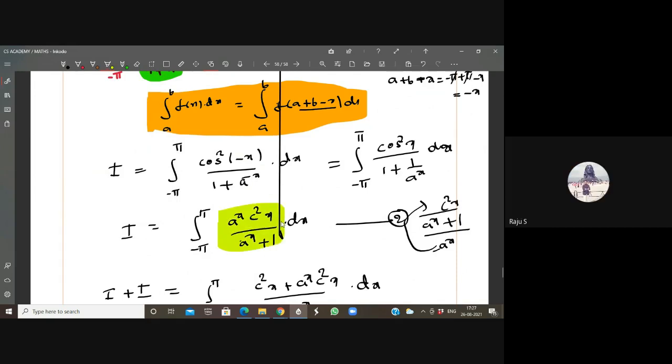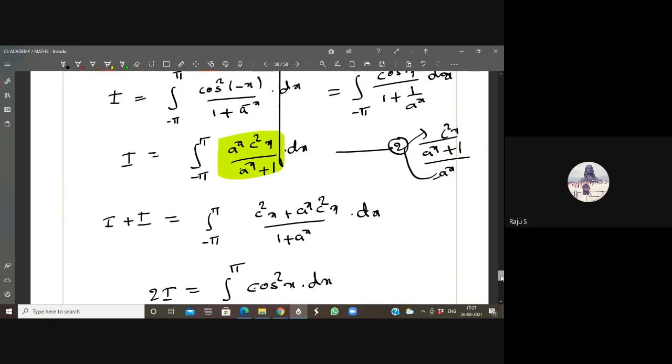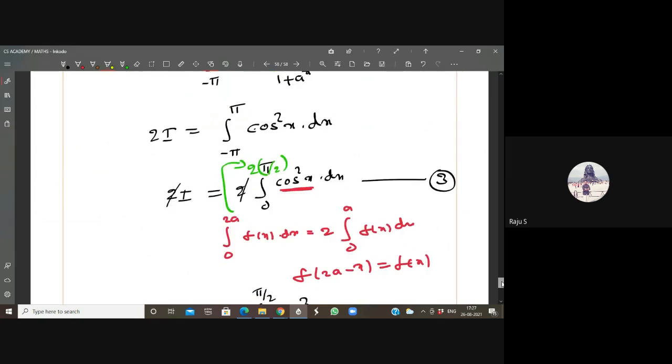I have written directly. After that, adding both equations. When we are adding, the first one is cos square, the second one is a power x cos square. Take cos square common. When I take cos square common, 1 plus a power x cancels. So finally, cos square alone we will get.